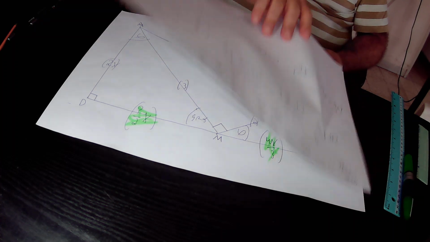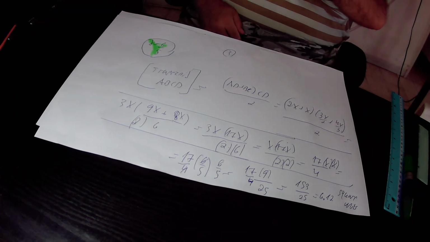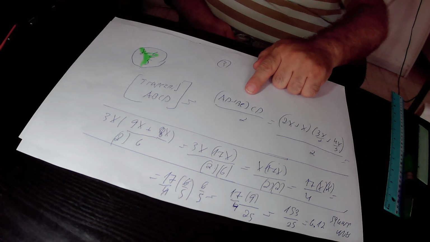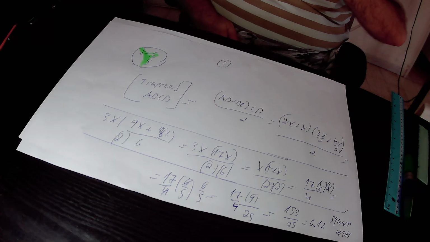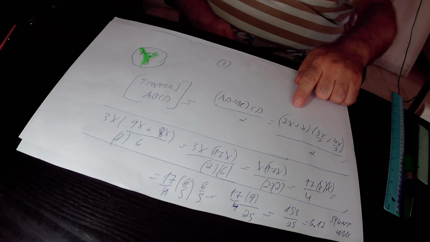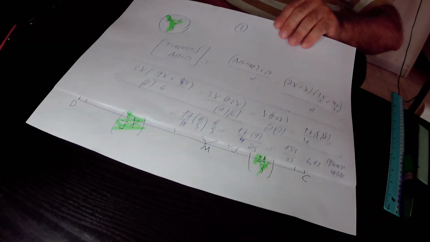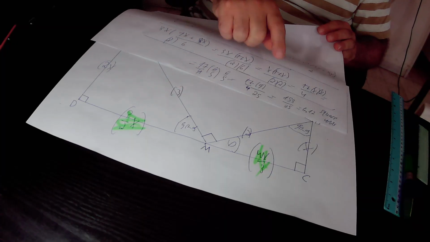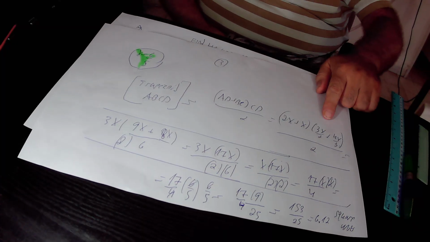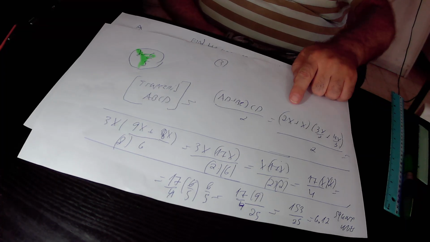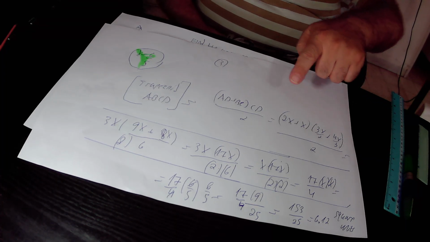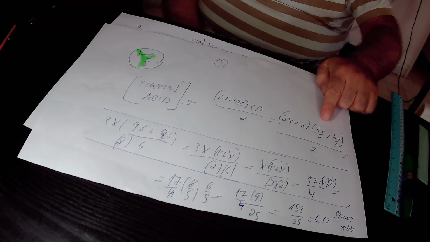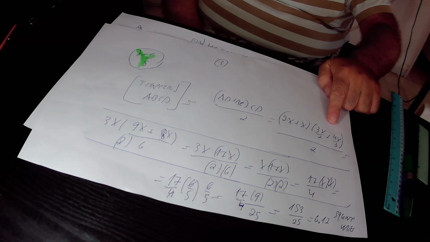So again, the area of the trapezoid ABCD must be equal to the sum of its two parallel bases, that is AD plus BC, times the height CD over 2. AD is 2x, BC is x, and CD in total equals 3x over 2 plus 4x over 3, divided by 2. 2x plus x is 3x. And we have here two expressions, 3x over 2 plus 4x over 3.